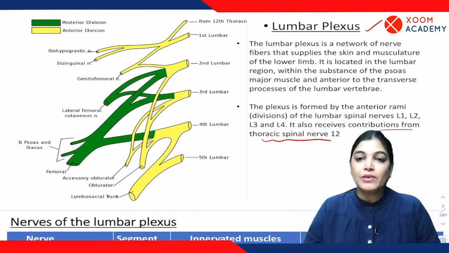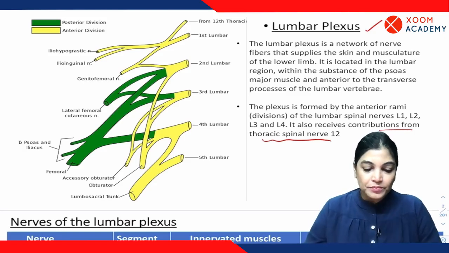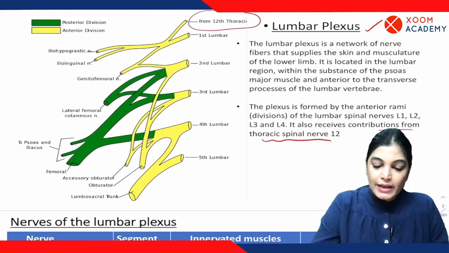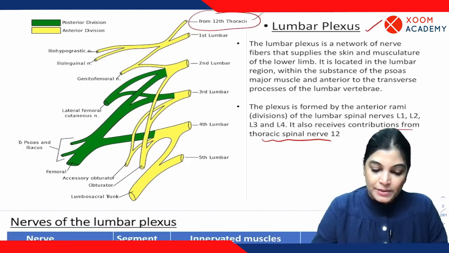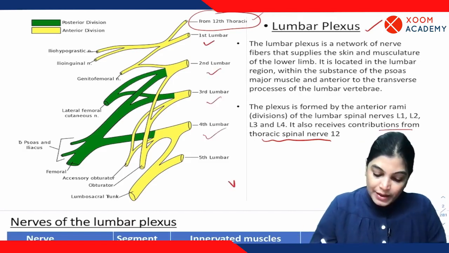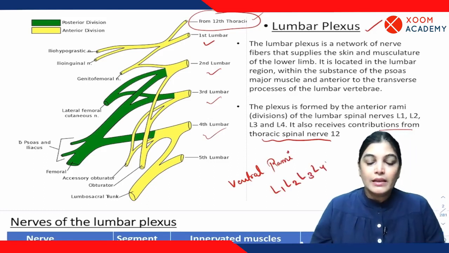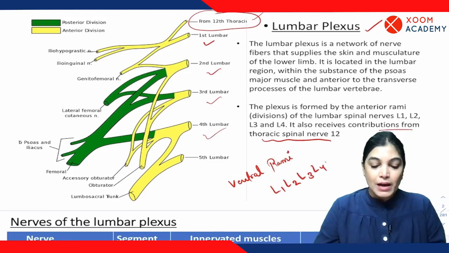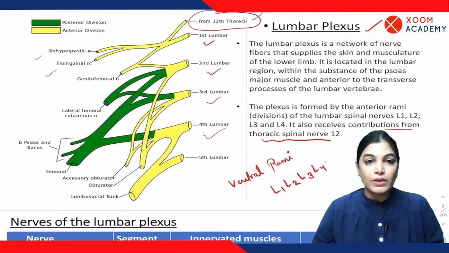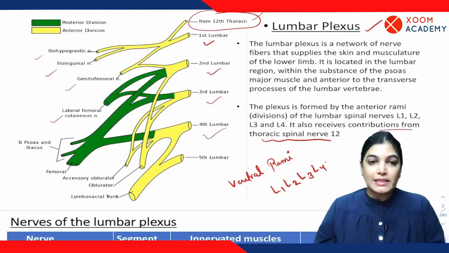Many important branches are given from the lumbar plexus. Individually, we will talk about each of these nerves, what the innervation area, cutaneous distribution and motor supply to the muscles are. Here in this diagram you can appreciate it is taking contribution from T12, but basically it is formed by the ventral rami of L1, L2, L3 and L4.